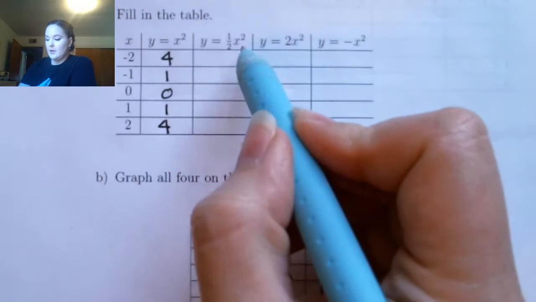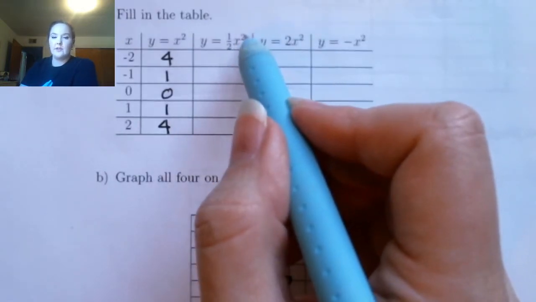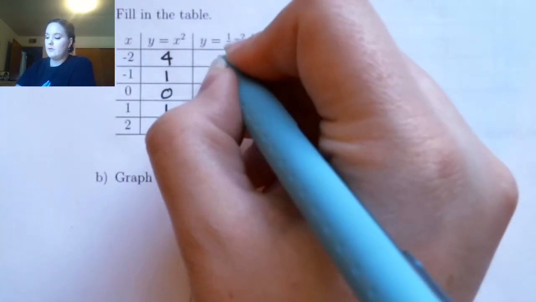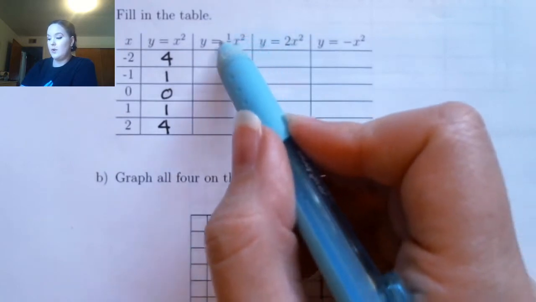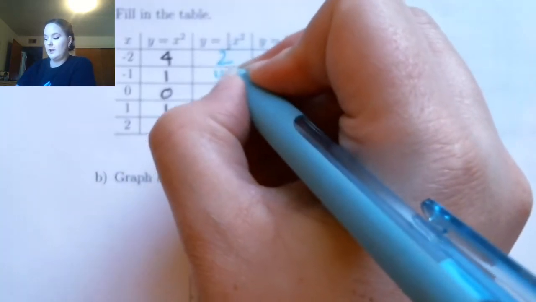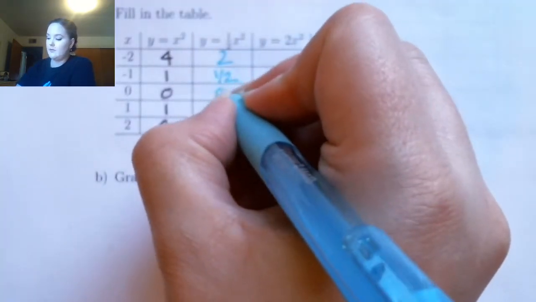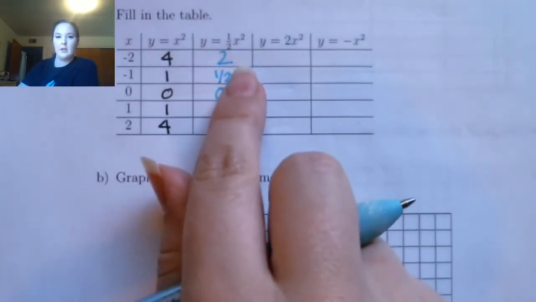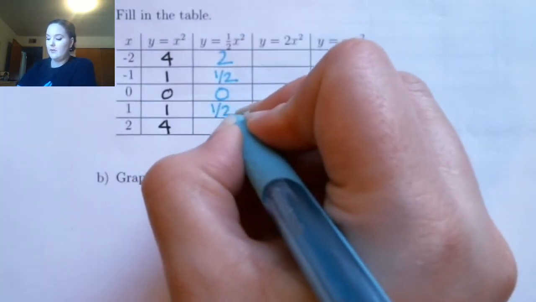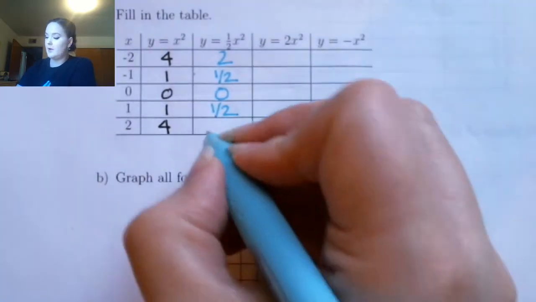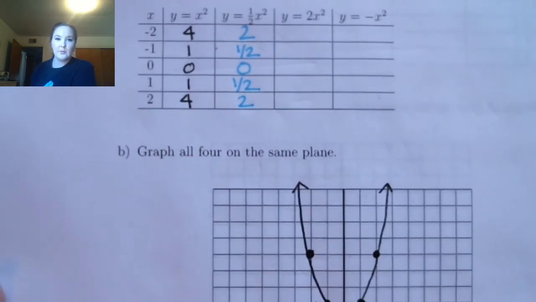Let's look at how the rest of these are going to work. I'm just going to plug in values for x. Negative 2 squared is 4 times 1/2 is 2. Negative 1 squared is 1 times 1/2 is 1/2. 0 squared is 0 times 1/2 is still 0. 1 squared is 1 times 1/2 is 1/2. 2 squared is 4 times 1/2 is 2. Now I'm going to graph this parabola.